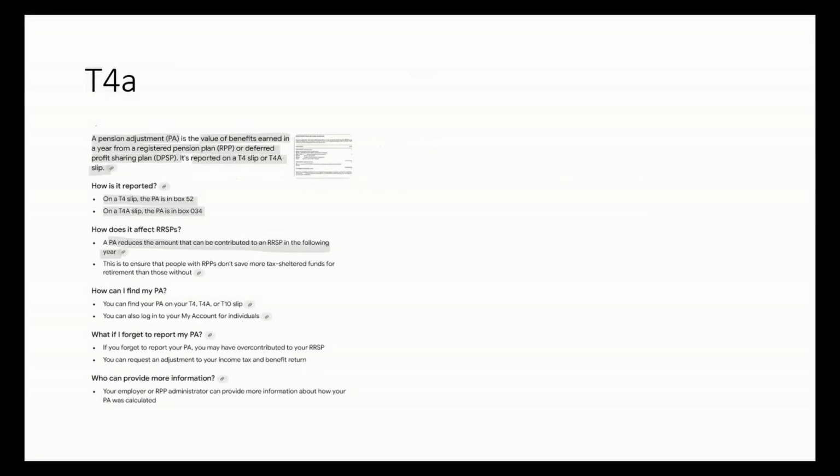All right, so PA or pension adjustment is the value of benefits earned in a year from a RPP or deferred profit sharing plan, DPSP. It's reported on a T4 slip or a T4A slip. How is it reported? On a T4 slip, the PA is in box 52. On a T4A, the PA is in box 34. Okay. How does it affect RSPs? PA reduces the amount that can be contributed to an RSP in the following year. This is to make sure that people with RPPs don't save more tax-sheltered funds for retirement than those without.